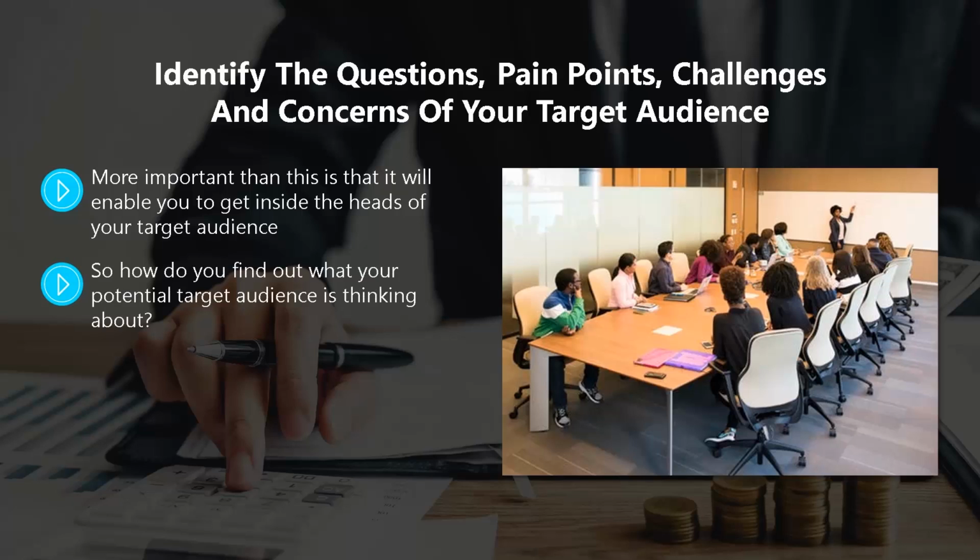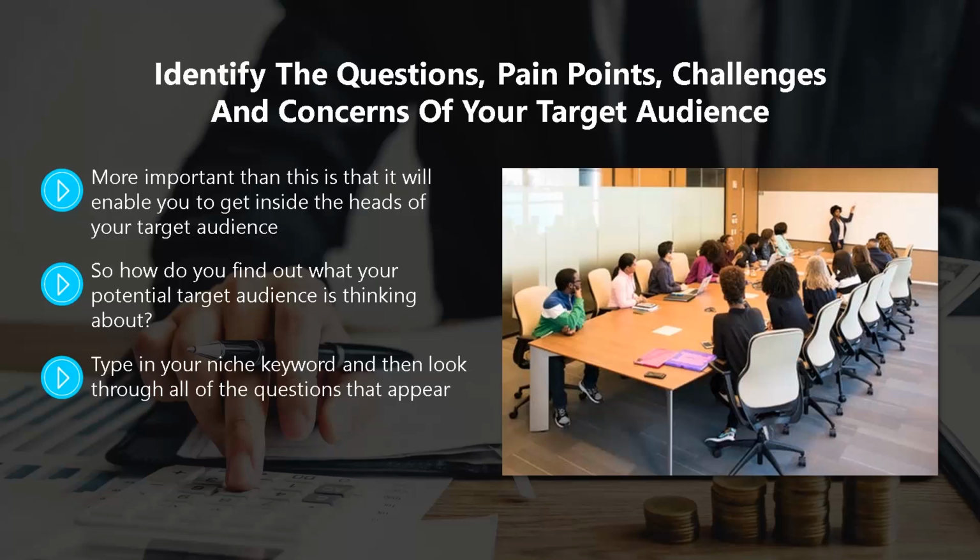So how do you find out what your potential target audience is thinking about? Well, one of the best ways is to go over to Quora.com. This is a question and answer website where you can find many questions related to your niche. Type in your niche keyword and then look through all of the questions that appear. You are only concerned with the questions at this stage and not the answers. Make a note of any questions that appear regularly. Also record questions that you believe a lot of people would want to know the answer to.